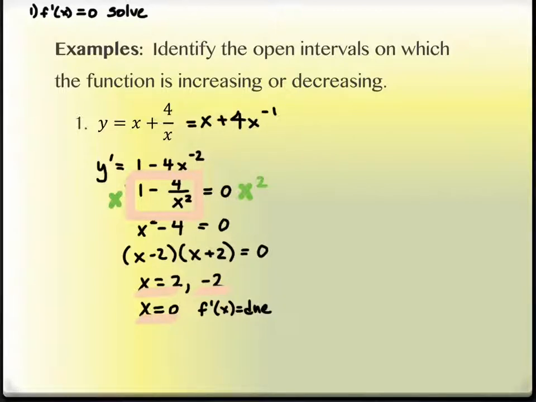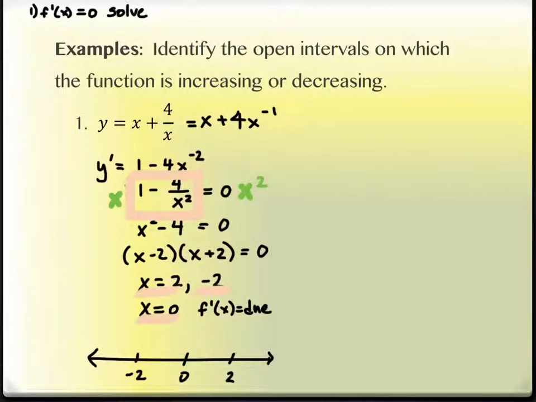Okay? So here's what we're going to do. This is where that visual stuff I was telling you about comes into play for me. We're going to set up a number line, and on the number line, we're going to mark these 3 places in order. So I'm going to do negative 2, 0, and 2. And what I want to do is test values between those points.